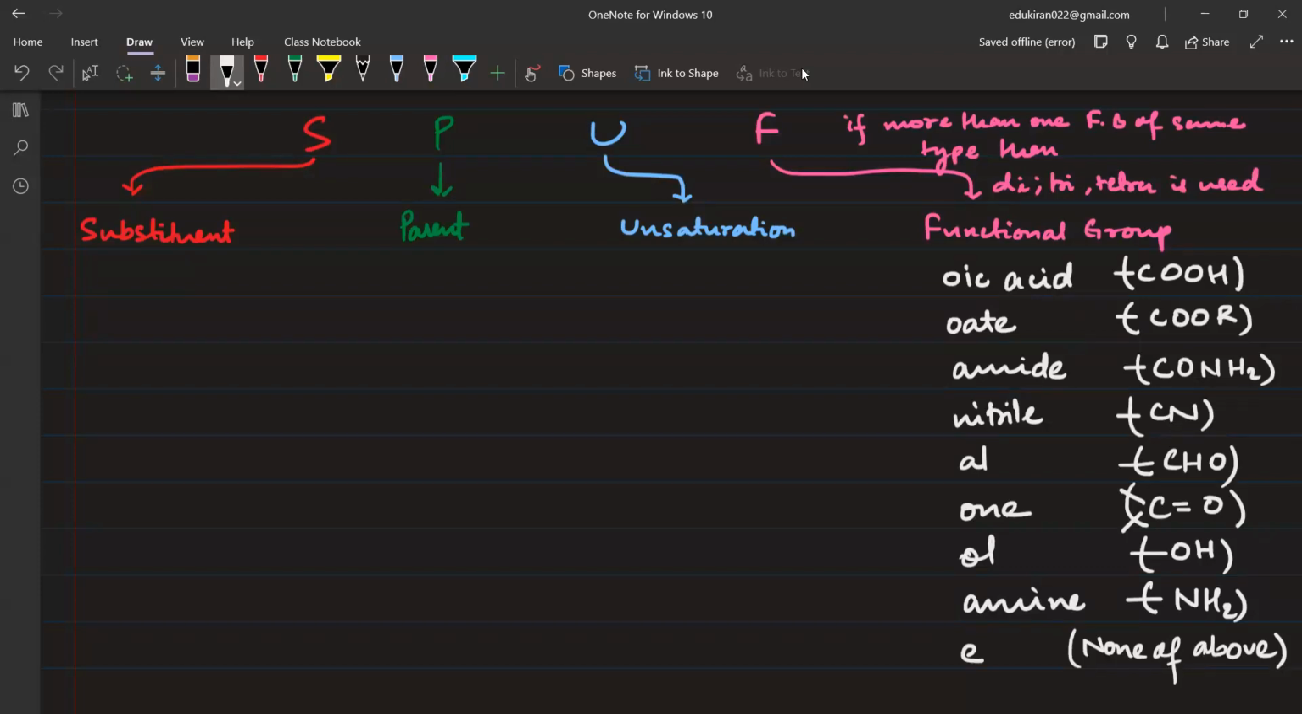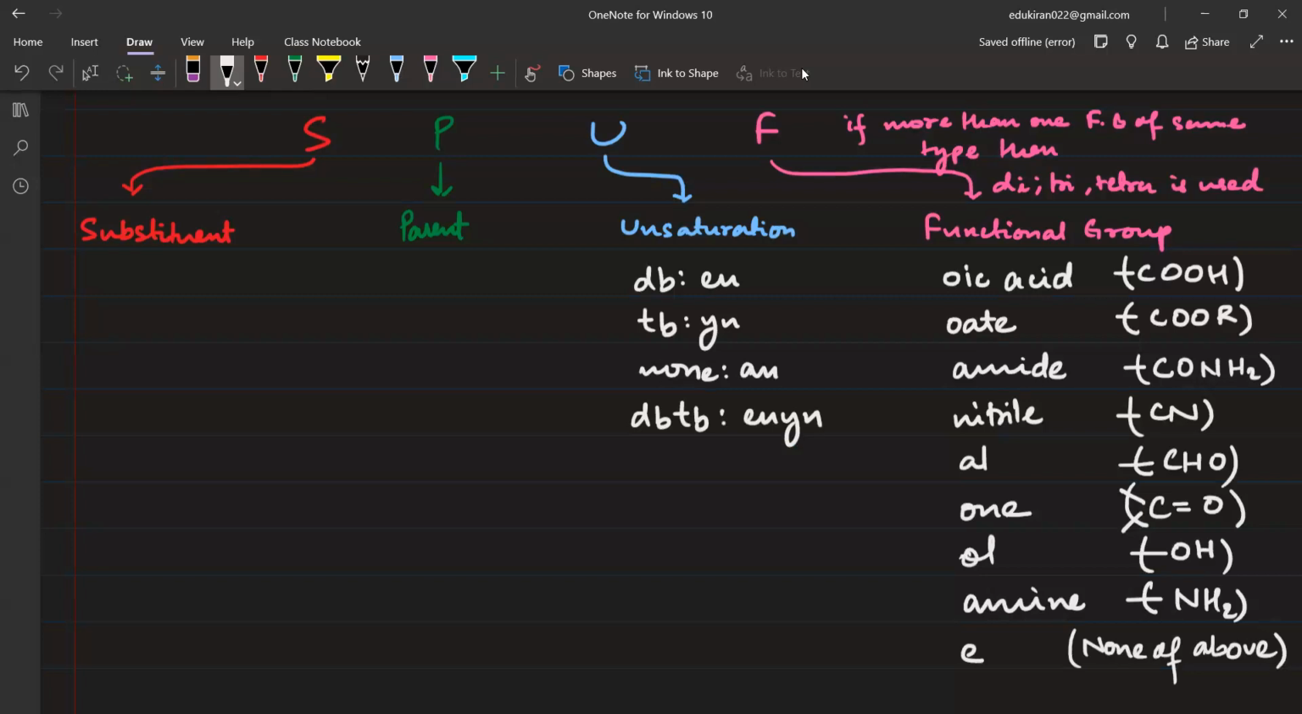Now, unsaturation, it tells you whether there is a double bond or not. If there is a triple bond, double bond, or none of them. Now, if there is a double bond, then you will write en. If there is a triple bond, then you will write yn. Okay. What will you write in unsaturation? Yn. If there is none, then you are going to write an. Fine. Now, if there is, let us suppose, a double bond also and a triple bond also, then what you are going to write? You are going to write enyne.